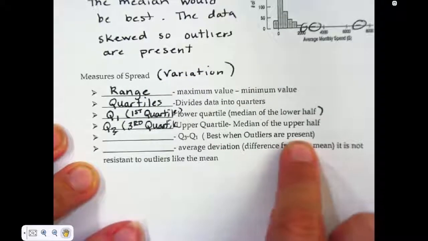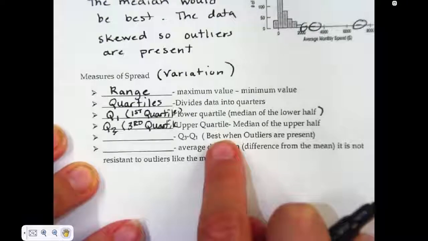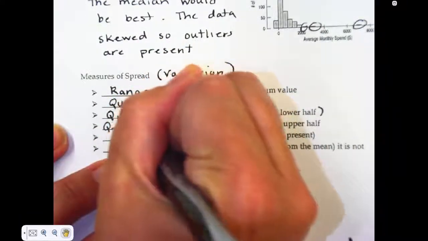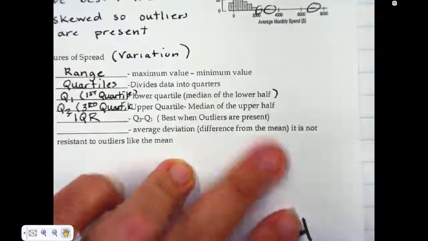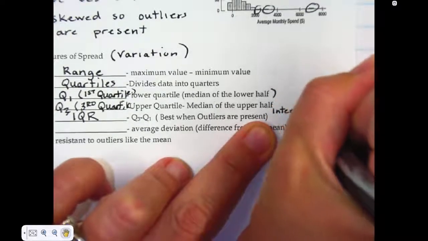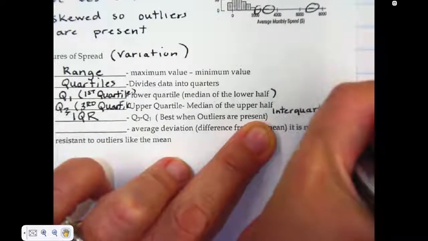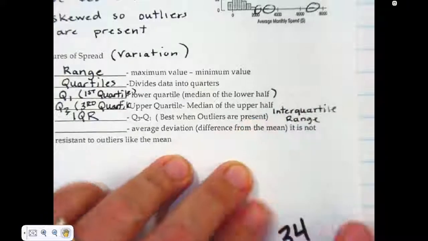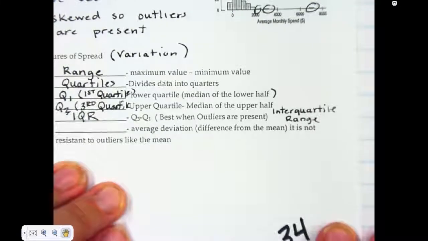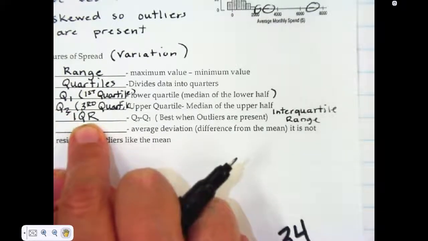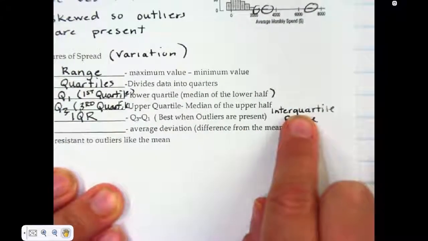The interquartile range, which you can see right here, is best when outliers are present. I'm going to put IQR right here in the blank. And then off to the side where there's a little more space, that's called the interquartile range. So I have my first quartile, my third quartile, and my IQR, which is how we'll abbreviate it, which stands for interquartile range.